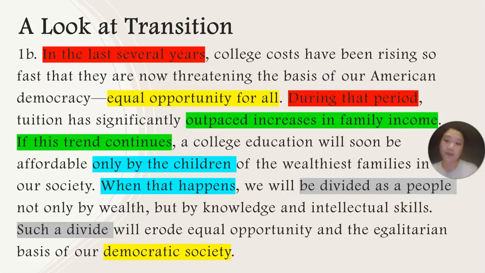And then when that happens, we will be divided. And then the last sentence, such a divide. What divide? The divide mentioned in the previous sentence. And then we end with this idea of a democratic society, which ties this whole paragraph back nice and neat to the original introductory sentence where it mentions equal opportunity for all.